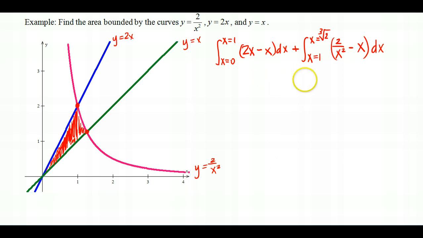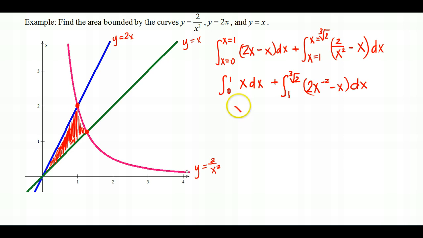So now I've set up the integrals required for me to find the area that's bound by these three curves. So let's simplify the one on the left. So we're going to do the integral from 0 to 1 of x dx, that's a nice one to solve, plus the integral from 1 to the cube root of 2. I'll write this as 2x to the negative 2 minus x dx.